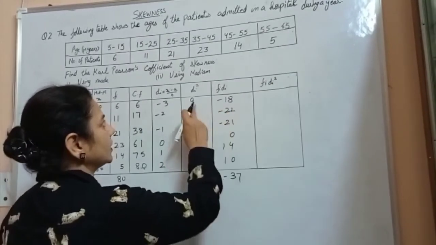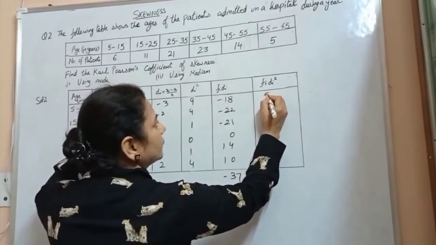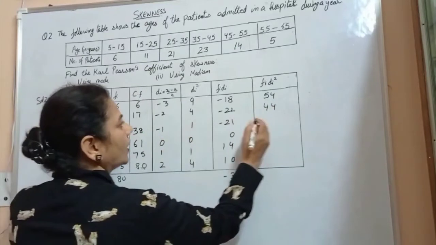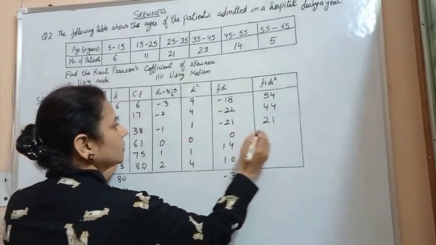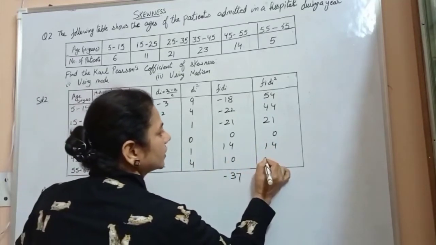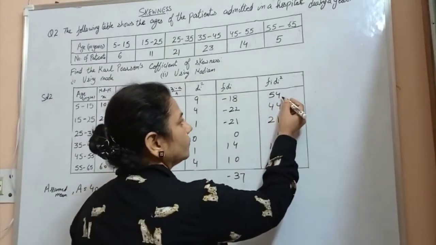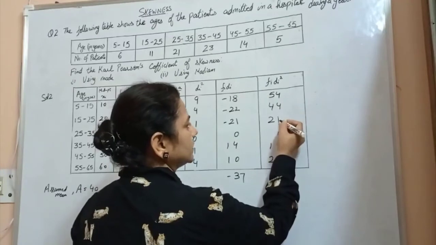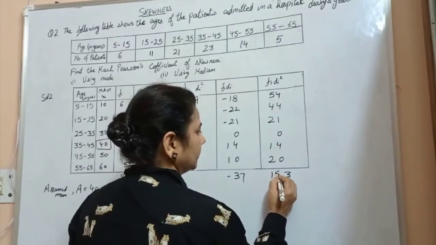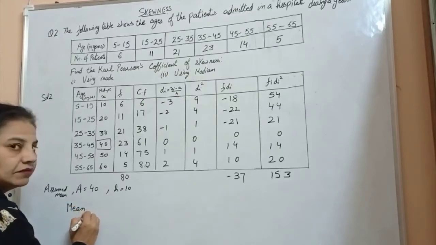Now fi di square. Di square is there, and fi here. So 6 into 9 gives me 54. 11 into 4 is 44. 21 into 1 is 21. 23 into 0 is 0. 14 into 1 is only 14. 5 into 4 is 20. Now add these, and the total is 153. Now to calculate the mean, we will use the step deviation method.